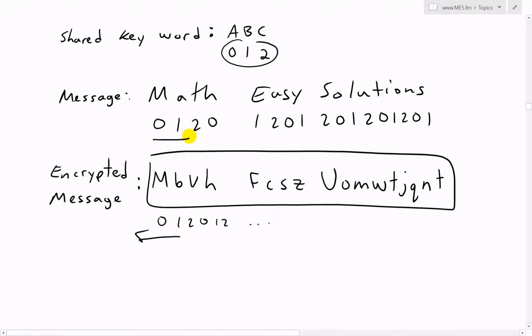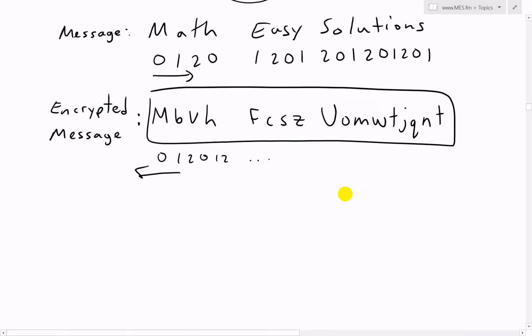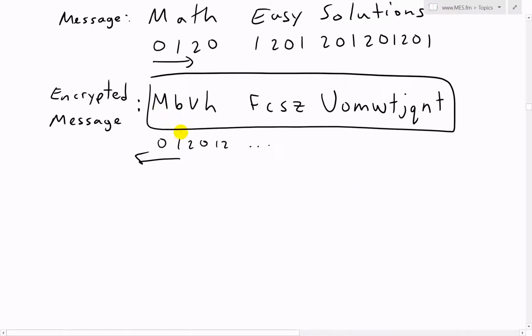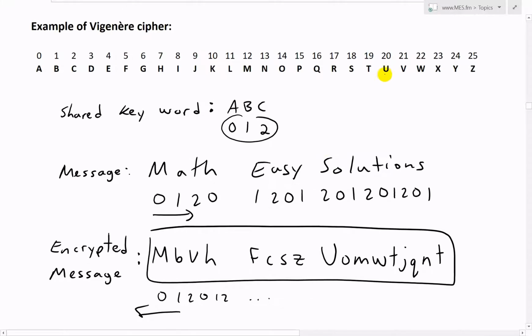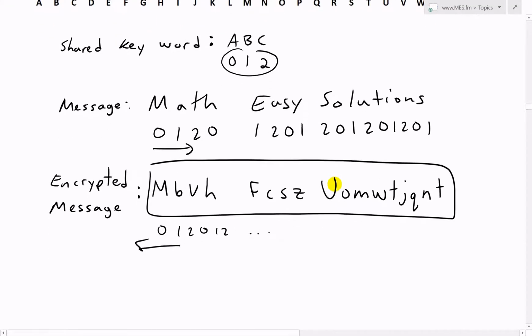This one here, I just did it to shift it this way. This one will shift it the other way, and then we'll get it back. So M remains, B goes to A, V goes to, let's look at it, V goes to 1, 2, so T. And then H goes to, well, let's just remain, so we'll have math.